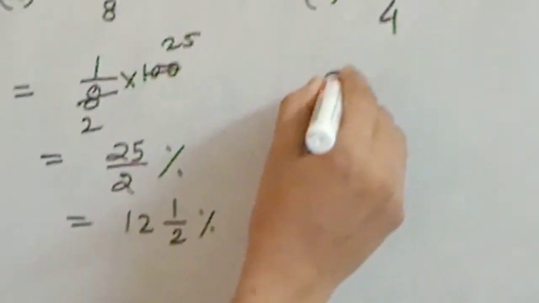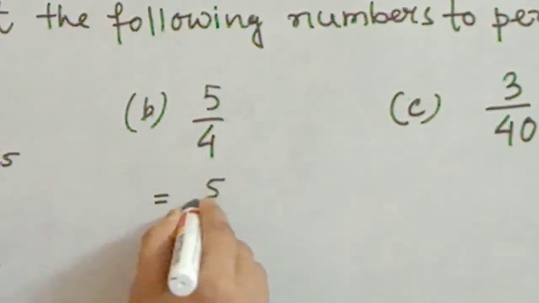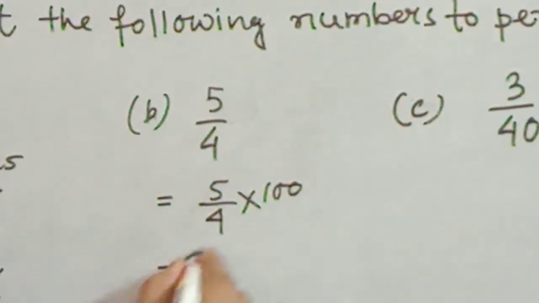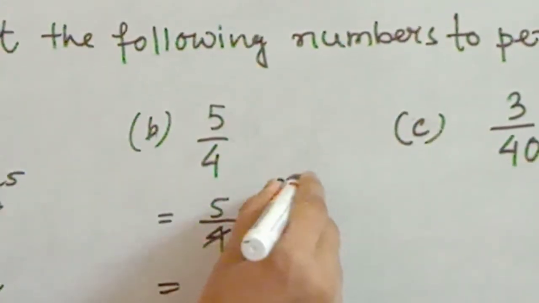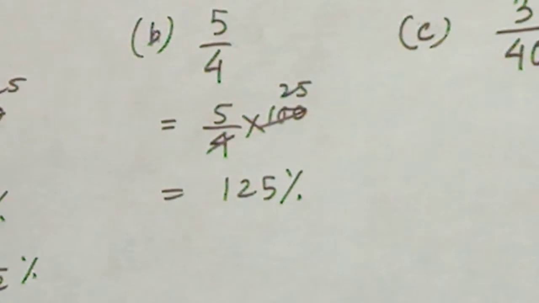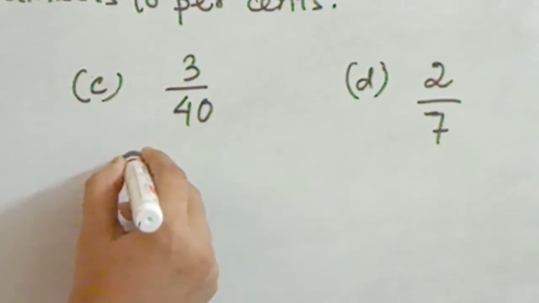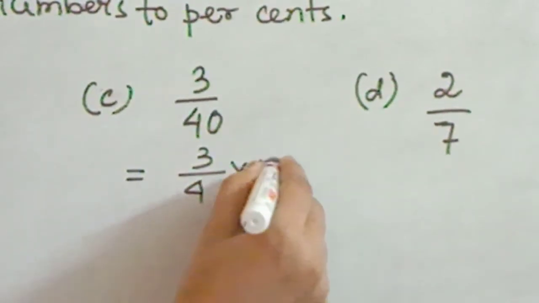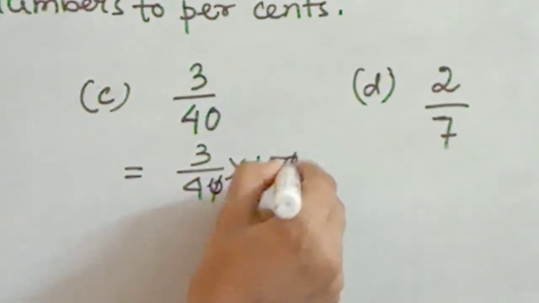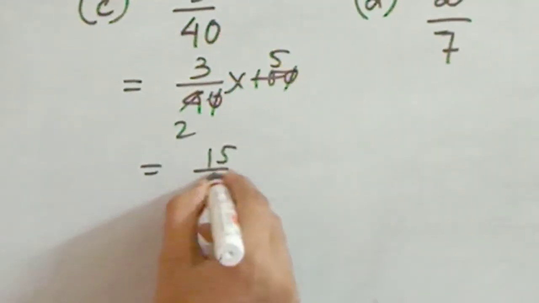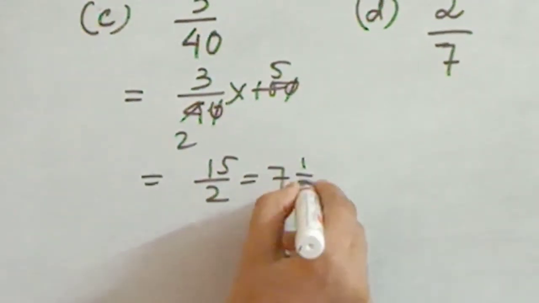Next sum, it is 5 by 4. You have to convert this fraction into percent. 5 by 4 into 100. It is possible to cancel, 4 25s are 100, so 5 into 25, 125%. Understood? Now next sum, 3 by 40. This is the fraction and you have to convert it into percent. 3 by 40 into 100, 2 2s are 4, 2 5s are 10, so 15 by 2, that is 7 1 by 2%.